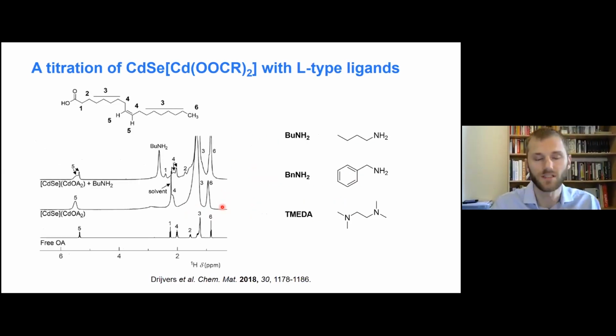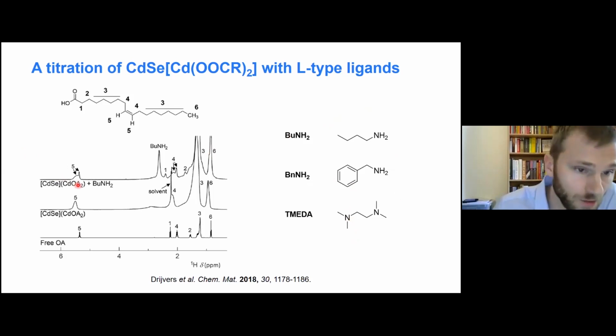So this is the experiment that we did. We started from cadmium selenide capped with cadmium oleate, and then we add an L-type ligand. And we did this for 3 different L-type ligands: butylamine, benzylamine, and TMEDA. This is tetramethyl-ethylene diamine. So this can bind in a bidentate fashion, and this is monodentate. And so you see that when we add an L-type ligand, you see this second peak appear. So this is the free, and this is the bound.